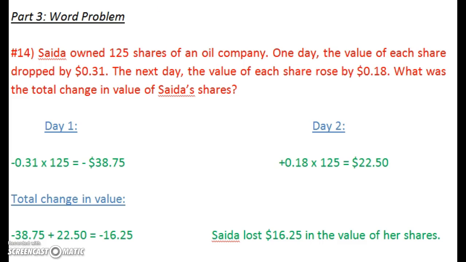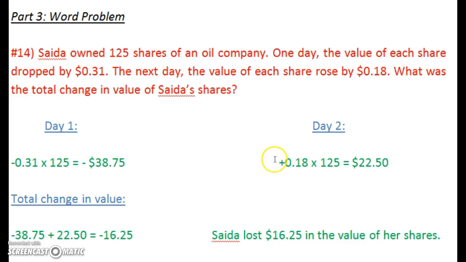So in day one, we can see that the value dropped by 31 cents, and that's going to tell us that it's going to be a negative sign. So we're going to multiply that by 125. Why? Because the value dropped for each of the shares. And when we do that, we're going to end up with negative $38.75. So in other words, Saida lost $38.75 in day one.